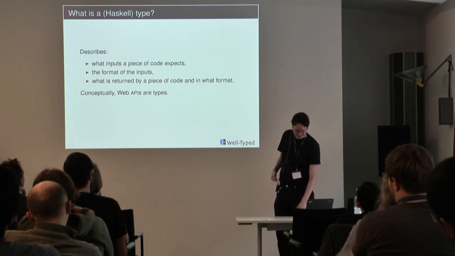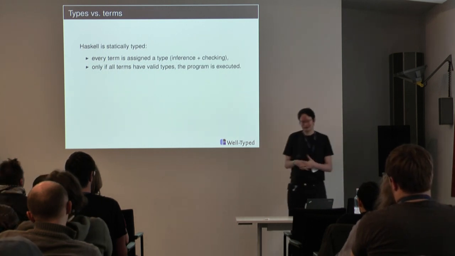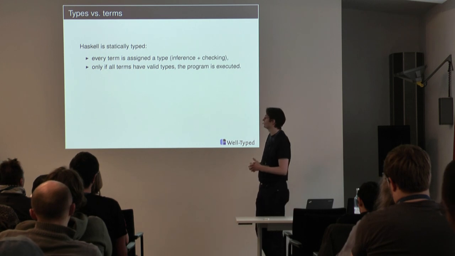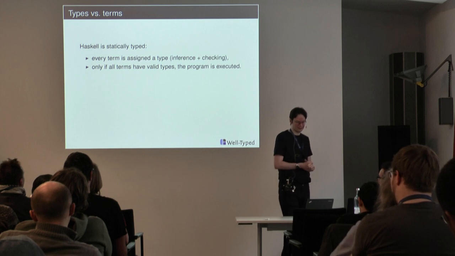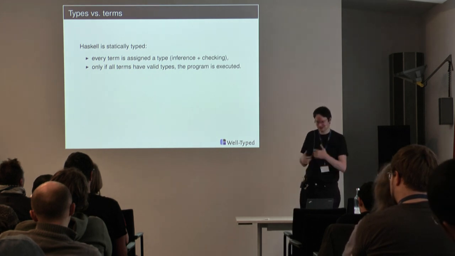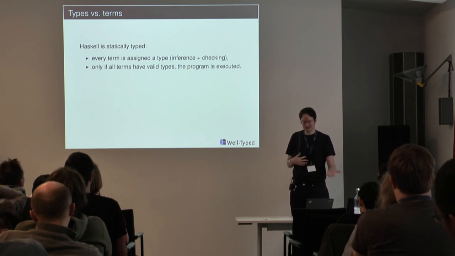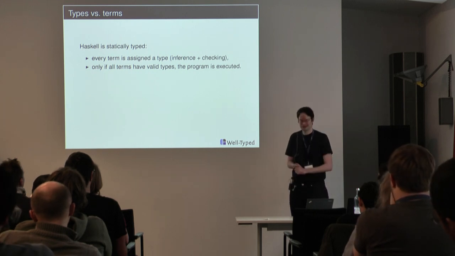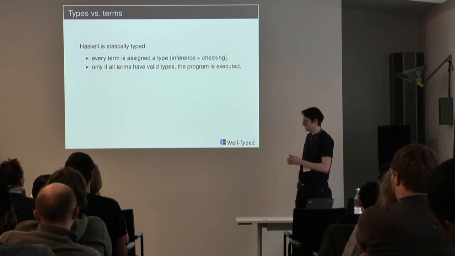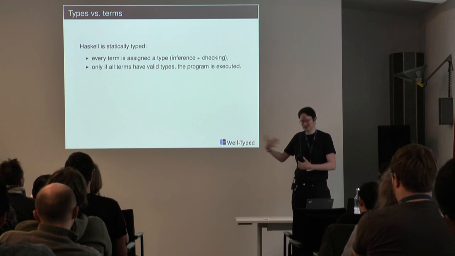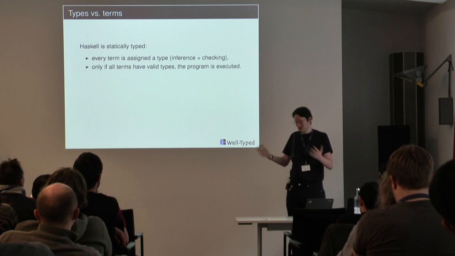And the rest that Servant does is all the consequence from that. So let's look briefly at types versus terms. Haskell is a statically typed language, so that means in practice that every term that you write down, everything in your program, is assigned a type, either via type inference or via type checking or a mixture of the two. And only if all terms have valid types, the program is actually compiled into a runtime that you can then execute. Right? So compile time type checking.